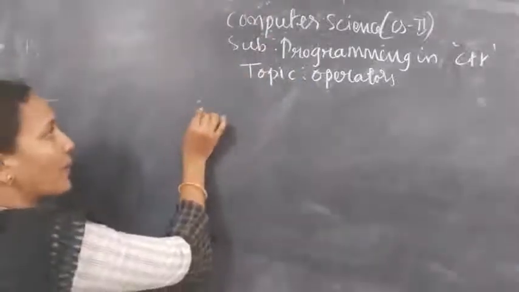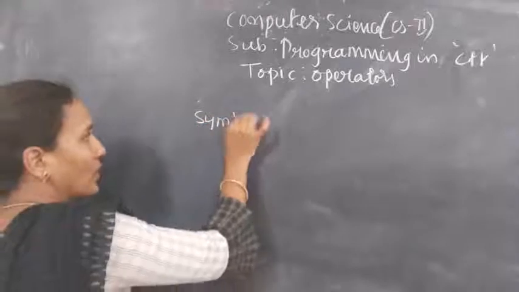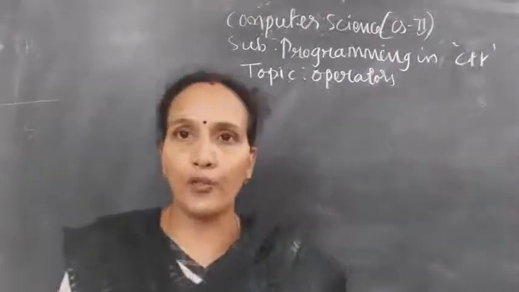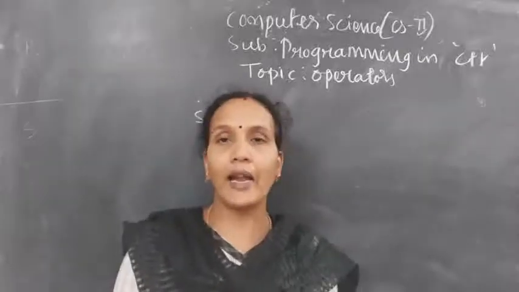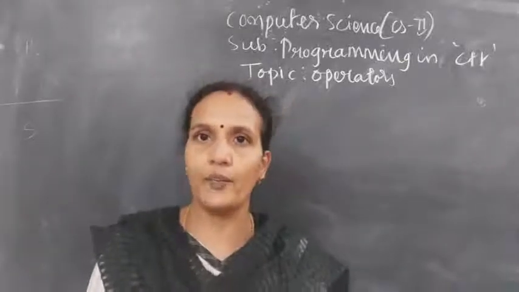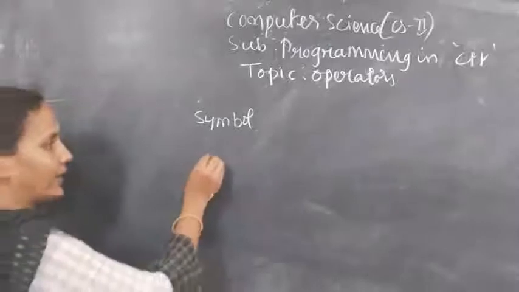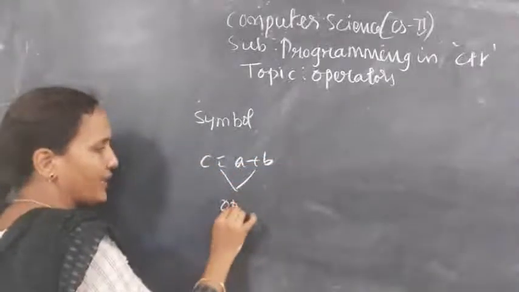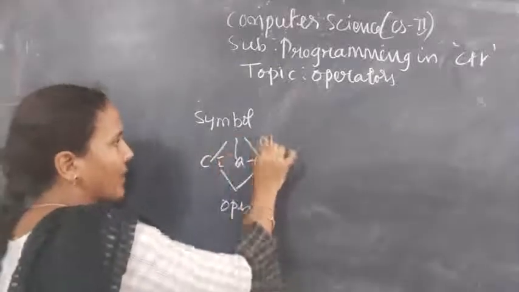First thing is, an operator is a symbol. Okay, what is an operator? An operator is a symbol which performs arithmetic and logical operations on operands. See the example: C equals A plus B. In this, these two are operators and these three are operands.